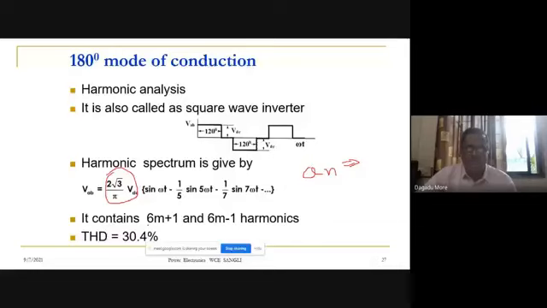It contains the harmonics 6m plus 1 and 6m minus 1. We find the THD of this waveform. Already we have done this, and the THD is 30.4%.